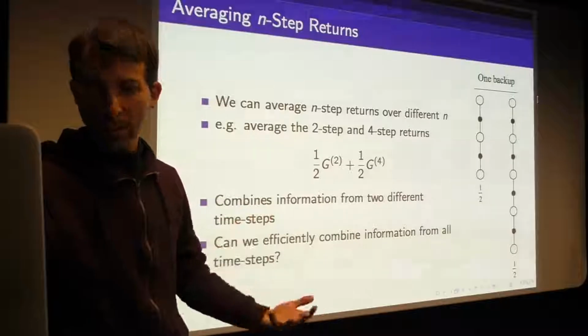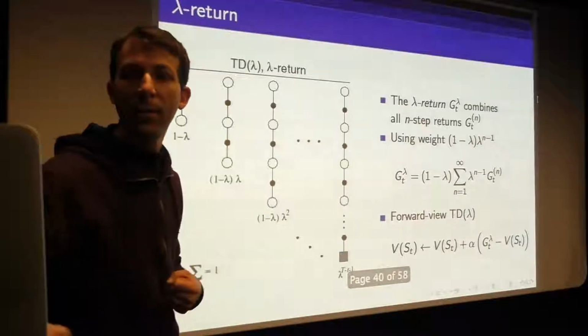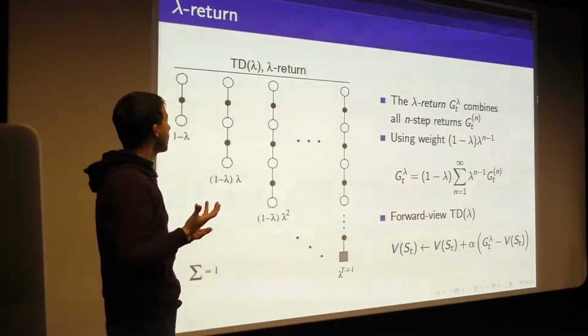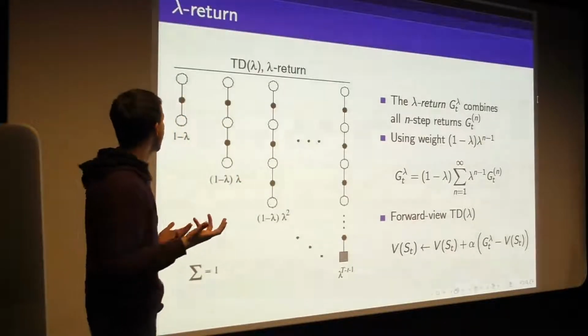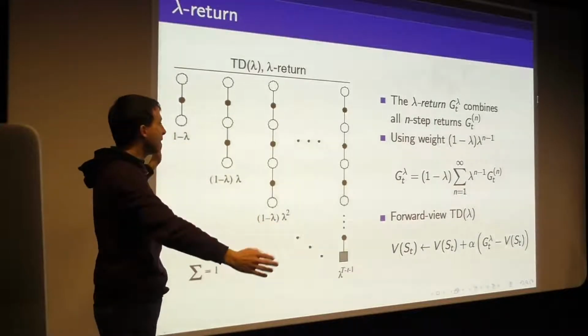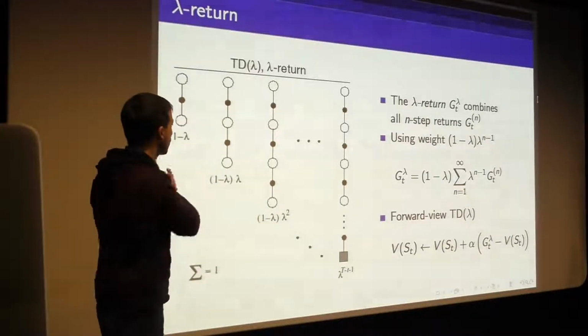And the answer is, yes, we can do that efficiently. And the algorithm basically is called TD lambda that does that. So the main idea is to use this quantity which is called the lambda return. And the lambda return is like a geometrically weighted average of all n going into the future.